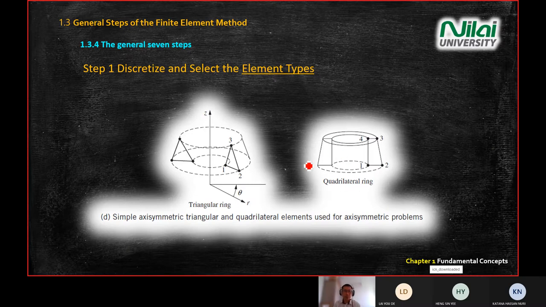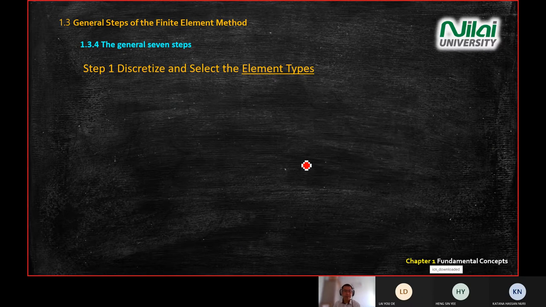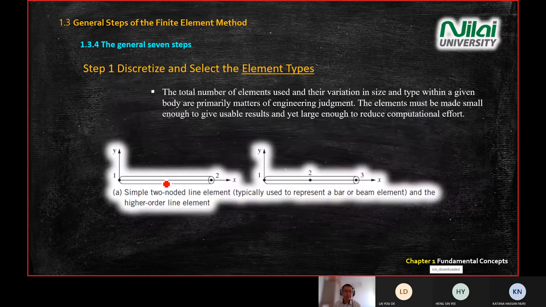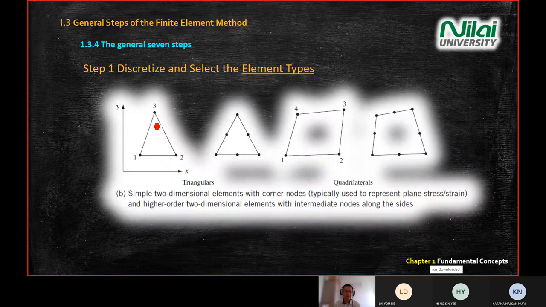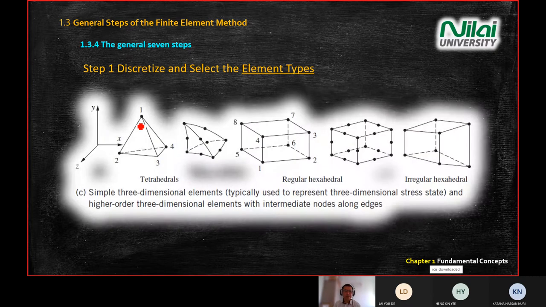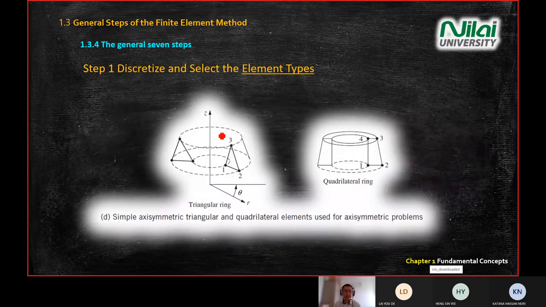Okay, so there are four element types. You can go through the slides later on. The first type is XY 2D problems with 2 node. Second type is 2D with more than 2 node. The third type is three-dimensional, X, Y, and Z. Then you have a 3D body. The fourth type is the symmetrical body, right? Cylindrical body. Okay, so we are clear with step one, right?